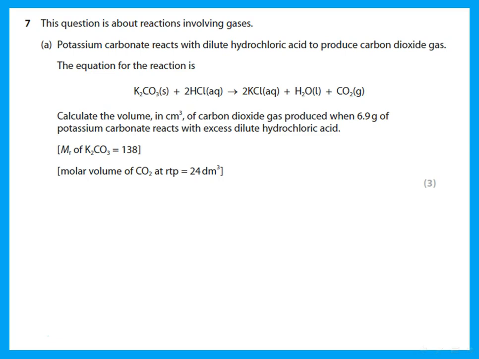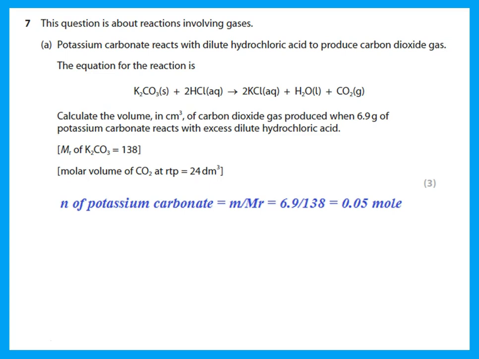Again, when he gives me information about something, what is the first thing that I should do? I should get the number of moles. So he gives me information about potassium carbonate. Number of moles is mass over molecular mass. I have the mass 6.9 and he already gives me the molecular mass. So I calculate the number of moles. And then what is he asking about? He's asking about carbon dioxide.